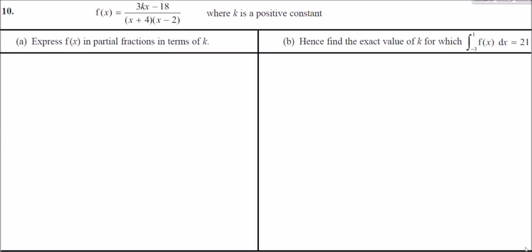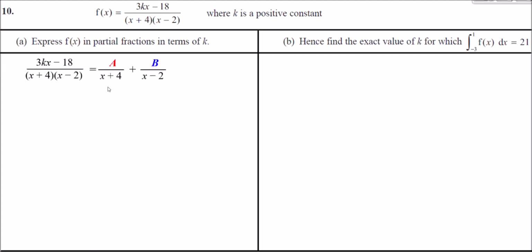Question 10. f of x is defined as (3kx minus 18) all over (x plus 4)(x minus 2), where k is a positive constant. We need to express f of x in partial fractions in terms of this constant k. So we know now, or should know now, how to set things up in terms of partial fractions. We're going to take this expression here and split it into two different fractions, one with a denominator of x plus 4 and the other with a denominator of x minus 2.